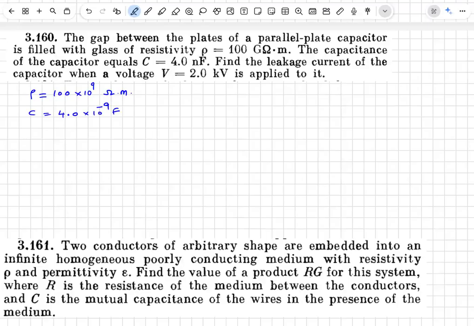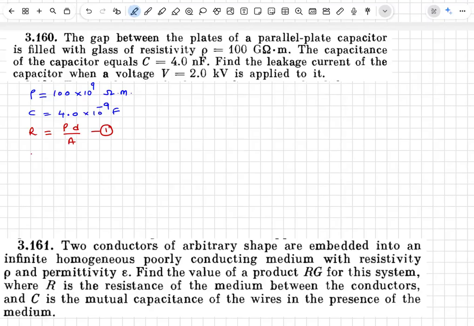Leakage current. What to do here? First of all, resistance. Fortunately, these are parallel plate capacitors. So therefore, resistance is rho into distance between the plates by cross-sectional area. Equation 1. This is not given, but okay, I'll deal with this later.